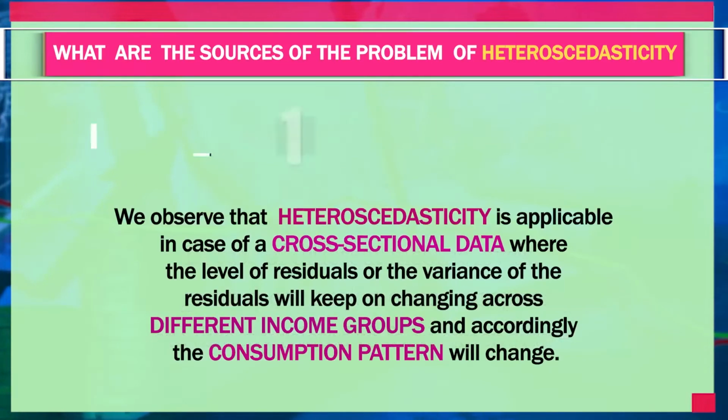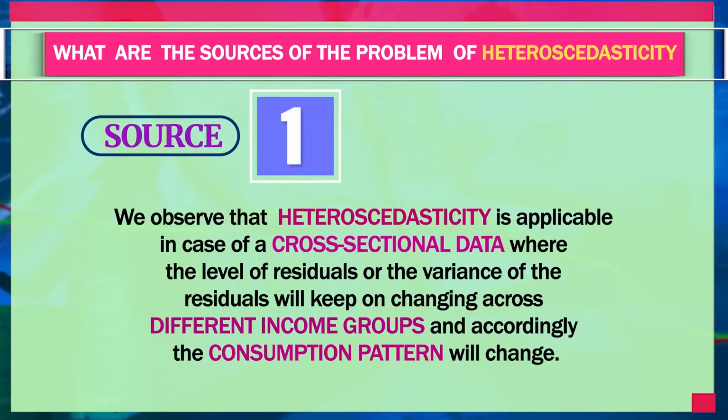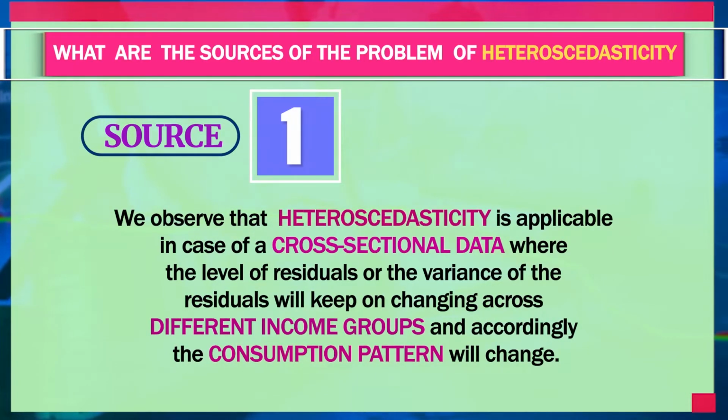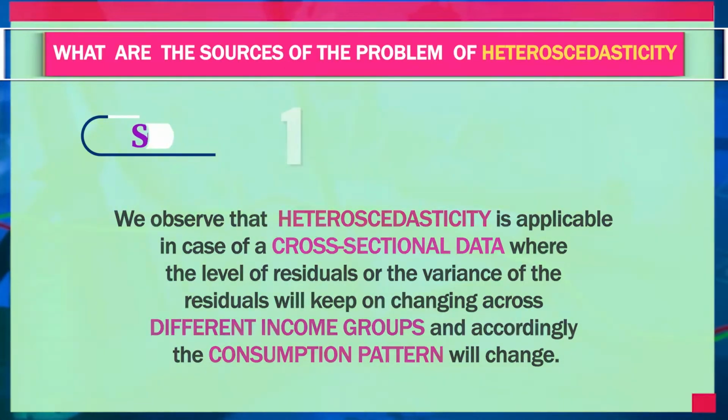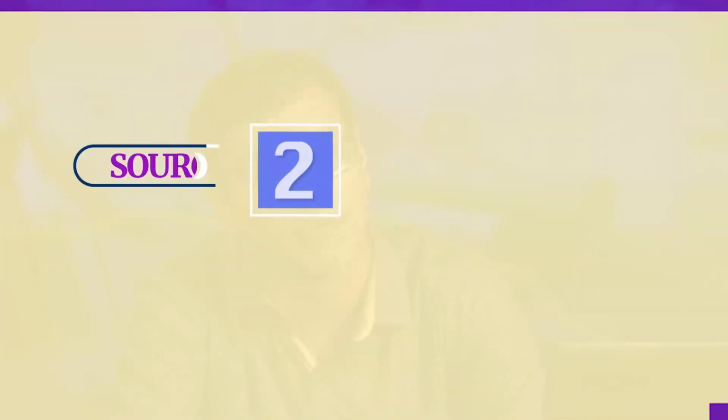So as far as the first source is concerned, we observe that heteroscedasticity is applicable in case of cross-sectional data, where the level of residuals, or the variance of the residuals, will keep on changing across different income groups, and accordingly the consumption pattern will change. Now we go to the second source of heteroscedasticity.